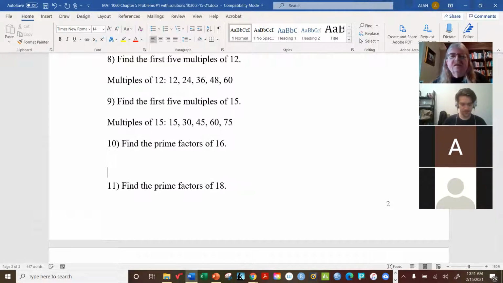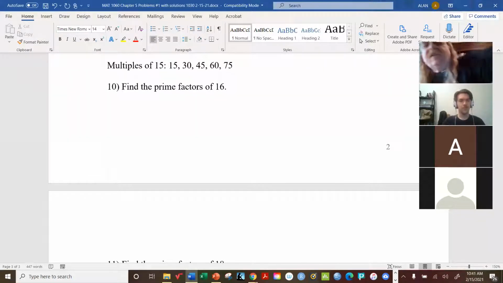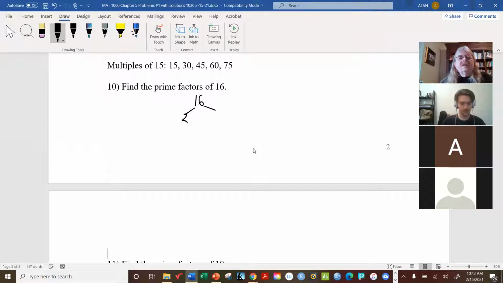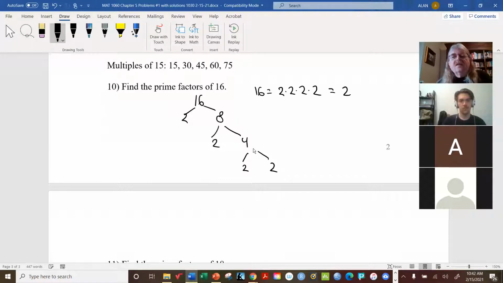So how about 16? Let's try that one. Now, of course, everybody loves to draw pictures. This is no exception. Let's try 2 times 8. And I would just point out, if you tried 4 times 4, you'll still eventually get the same answer. Once you get to the point where you only have prime numbers, you're done. You can write this as 2 to the 4th, but the bottom line is that 2 times itself 4 times is 16, and these are all prime numbers. So this expression is sometimes called the prime factorization of 16.